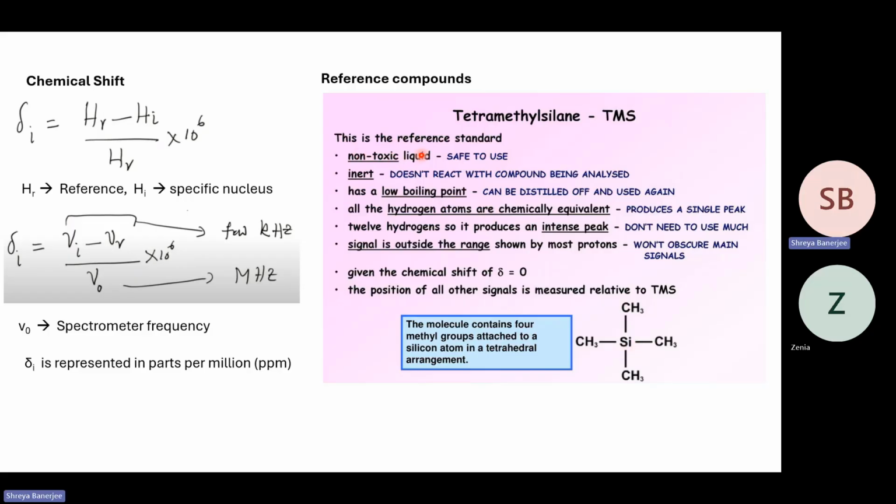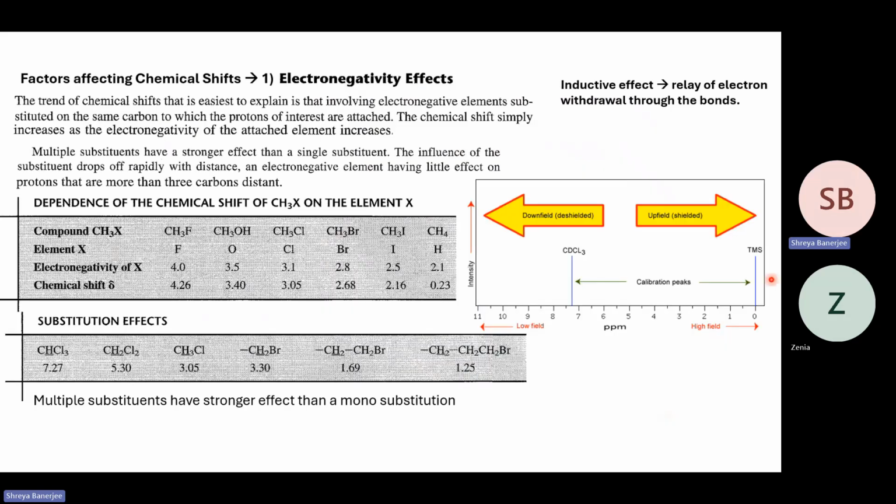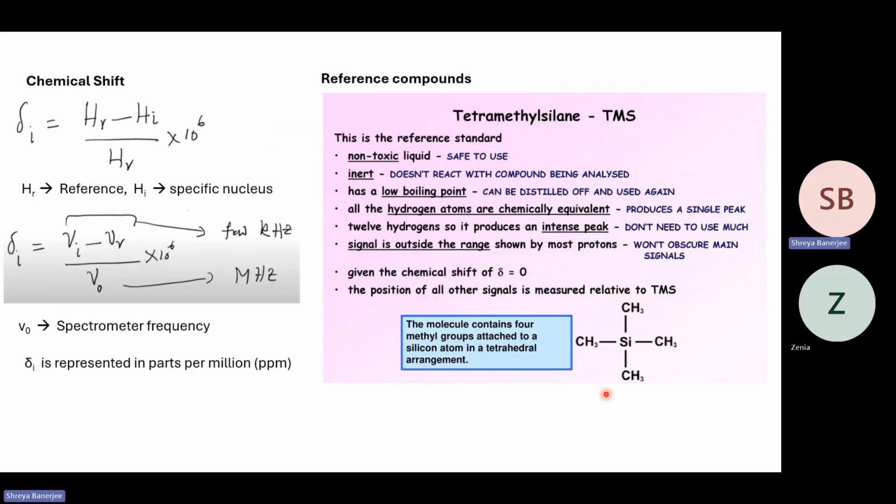Firstly, it is non-toxic, so it is safe to use. Next, it is inert, so it will not react with the compound you are analyzing. It also has a low boiling point, so you can remove it from the compound, distill it, and use it again. And all these hydrogen atoms, 3 into 4, 12 hydrogen atoms, are chemically equivalent, and you will get a single peak. You can see TMS is showing a single peak. Also, since there are 12 hydrogen atoms, it will be a very intense peak. You do not need to use much of the reference.